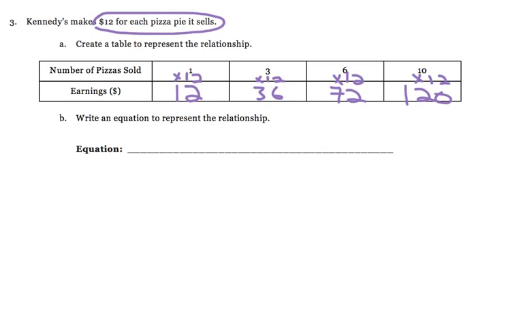So the equation of proportional relationship always has the unit rate, or the constant of proportionality. It's always going to be multiplying by one of the variables, in this case by the number of pizzas, and then it's going to equal the other variable, which in this case, let's say E, for the amount that they earn.